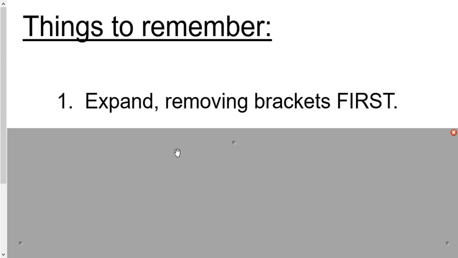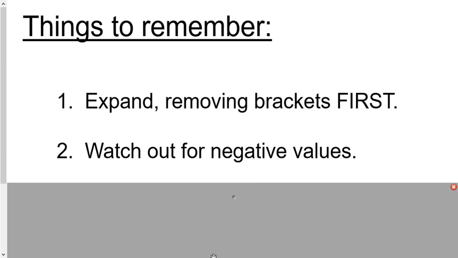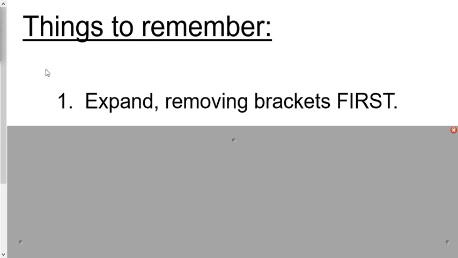Here are some things to remember before we start when we're doing multi-step equation solving. First of all, we want to expand and remove brackets first. That's going to be the first step that we're going to start with in order to make our solving a little bit easier. So using the distributive property that we just studied in this class, we can change how things look by getting rid of brackets in order to make solving our equation easier.